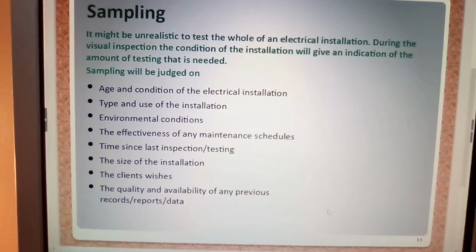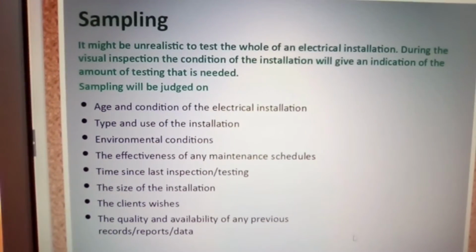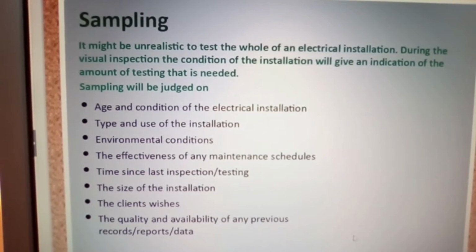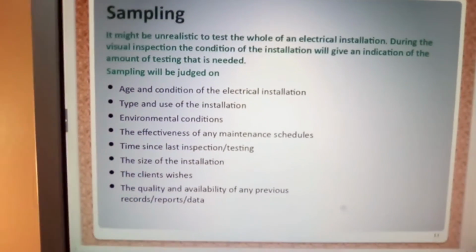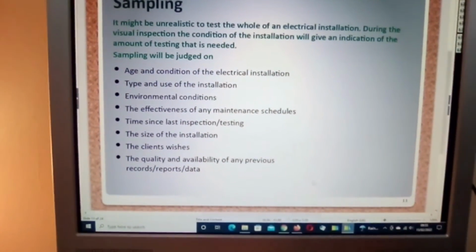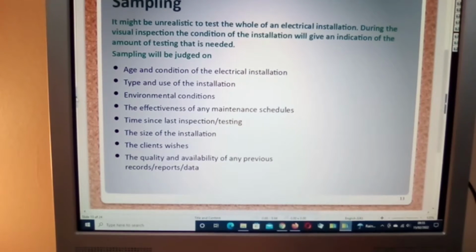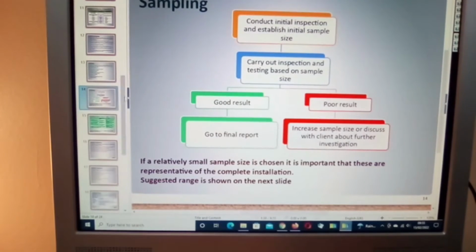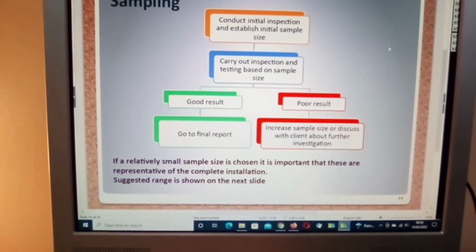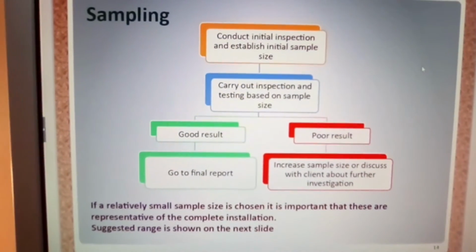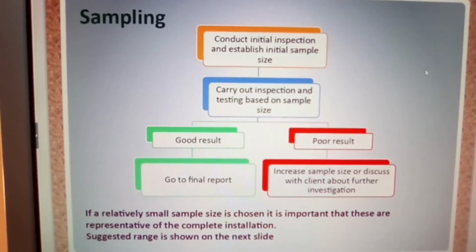Sampling, and here's your sampling requirement, and it simply outlines what it is and what you need to be able to do. And here it gives you the idea and the diagram for sampling purposes.